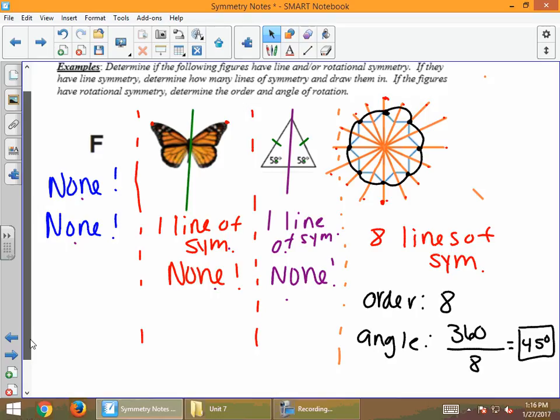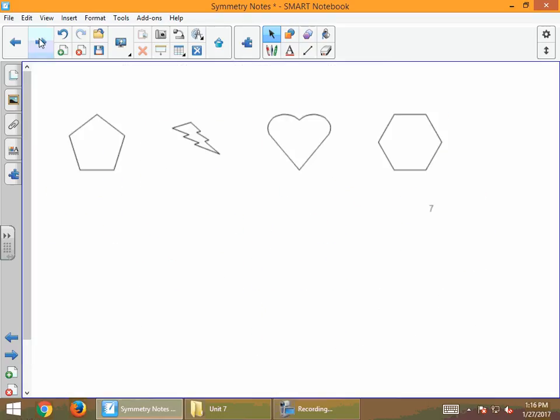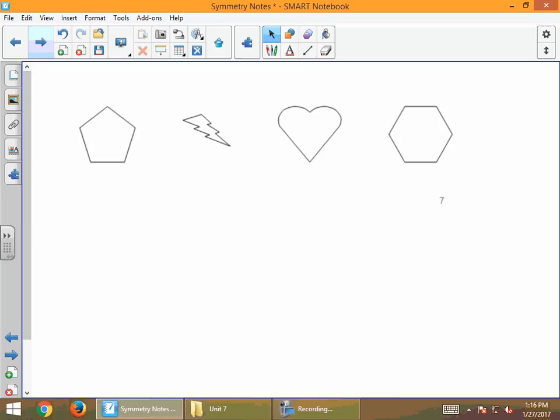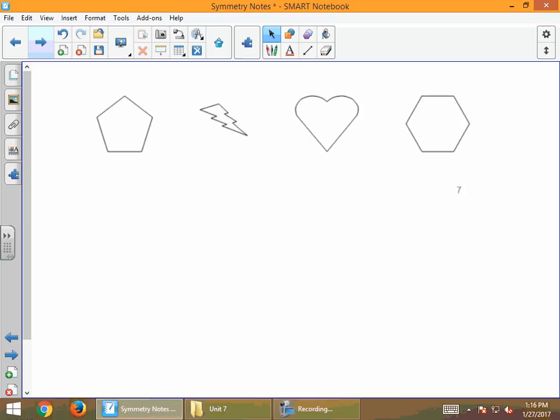All right, let's do a couple more examples here, so you start getting the hang of it and see some patterns emerge. We got this one right here. What kind of shape is that? Pentagon. You're right, it is a pentagon.